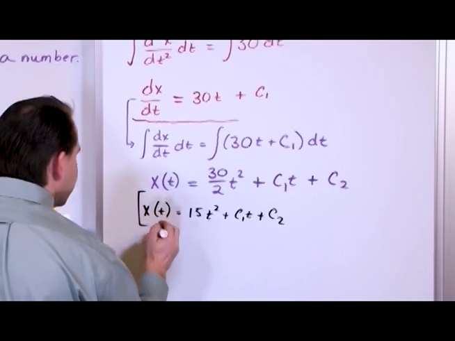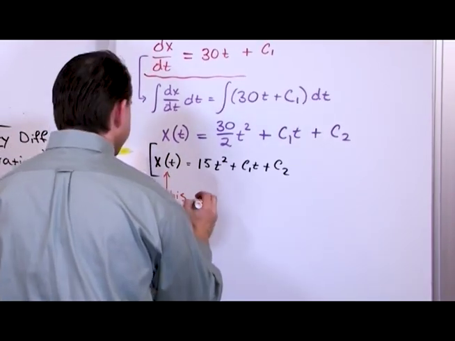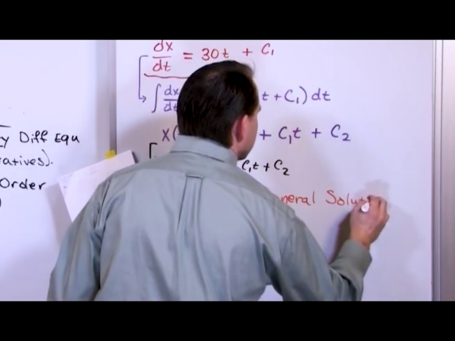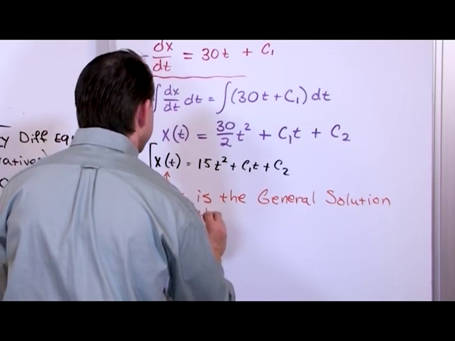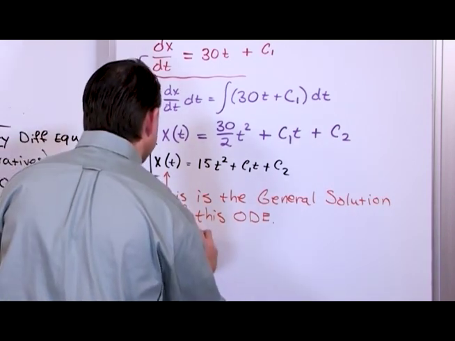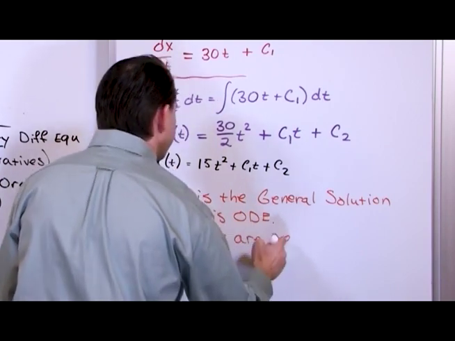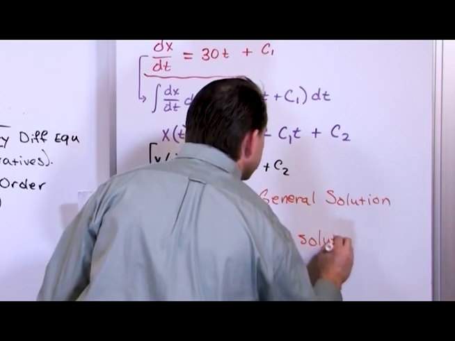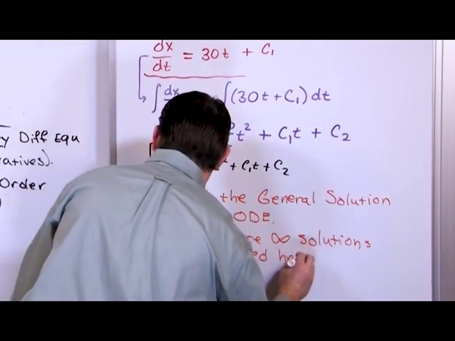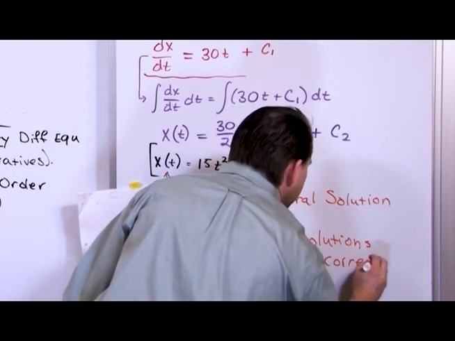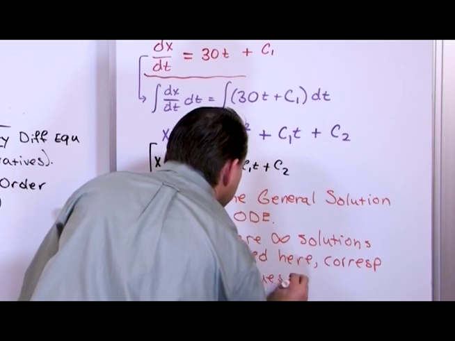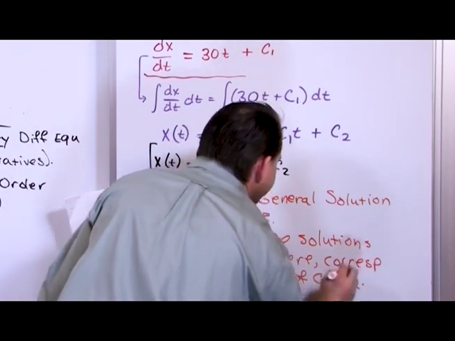So let's go ahead and write these things down and burn it in your mind, because they're very, very important. This guy, I'm going to put a little arrow here. This is the general solution to this ODE, this ordinary differential equation, right? And the reason is because there are infinite solutions expressed here, which correspond to the values of C1 and C2. This is expressing in words exactly what I told you.